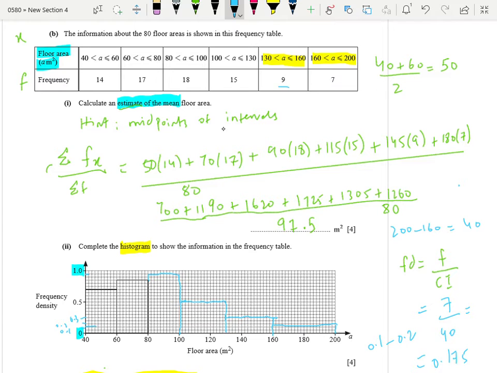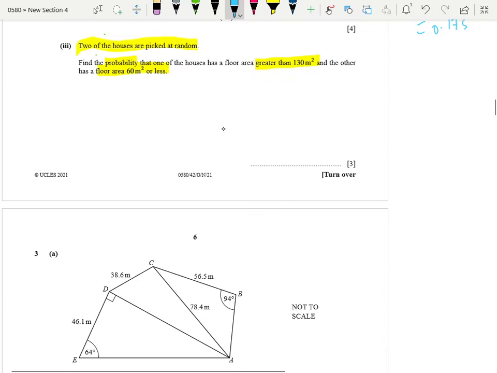So the frequency of these two is 9 and 7. We are going to add them. So 9 plus 7 is going to be 16, and divided by the total number of houses, that is 80. So this was the first house, right? This was the first house, and you now have to pick up the second house.